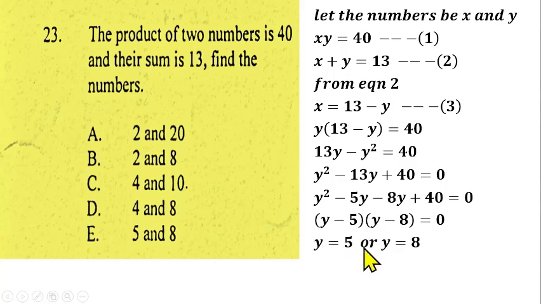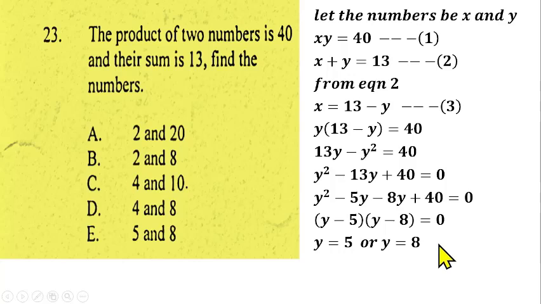So y equals 5, y equals 8. So we have gotten the value of y. We need to find our x. So the value of x is going to be 5 or 8 as well, because if you substitute the value of your y here, you get our x. When our y is 5, we have 13 minus 5, that gives us 8. And when our y is 8, put that here, 13 minus 8 gives us 5.